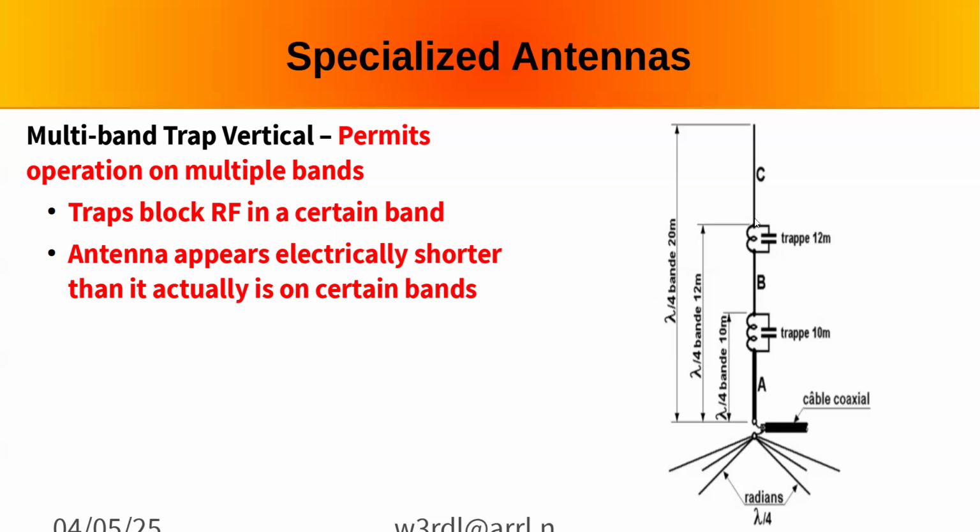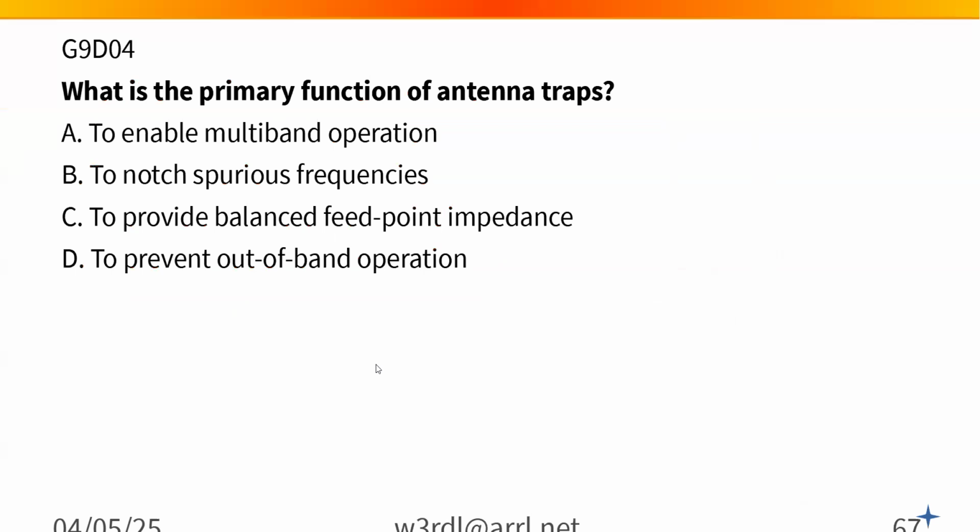One of the downsides of traps is, like for 10 meters, your power is down here at the bottom being radiated. Ideally, you want the power up as high in the antenna as you can get it, or at least the middle. So what's the primary function of antenna traps?